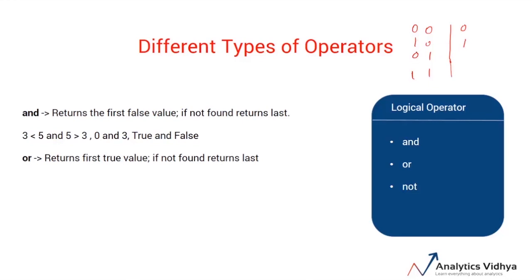In case of 0 and 1, since the first operand is false, it will move to the second operand and return it. In the case of 1 and 1, the first operand is true, therefore it returns it. So this is the output of the OR operator. Some examples of the OR operator: we can check whether 3 is less than 5 or 5 is greater than 3. We can also do something like 0 or 3, or something like true or false.